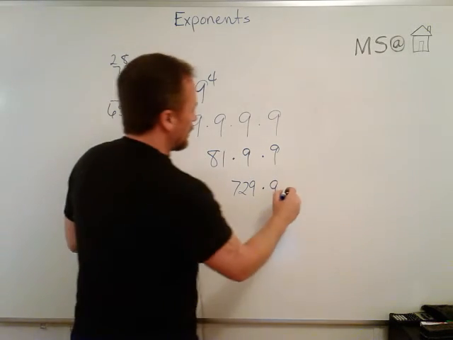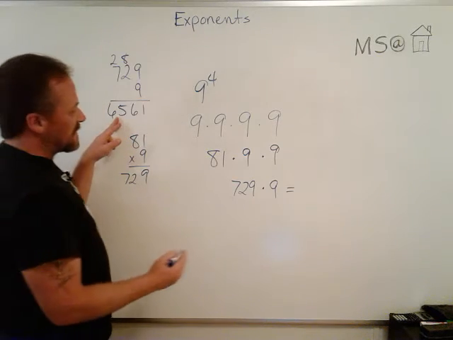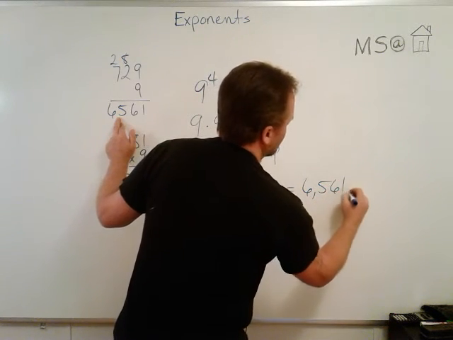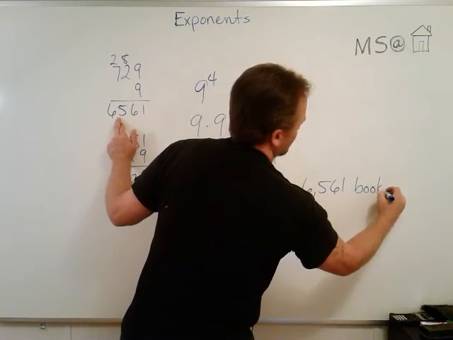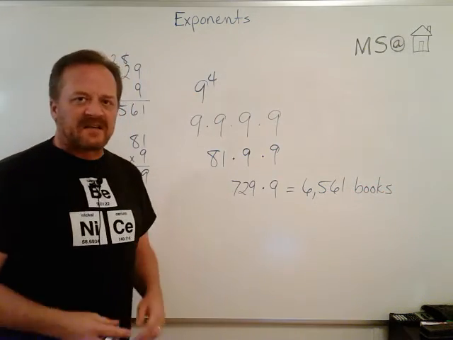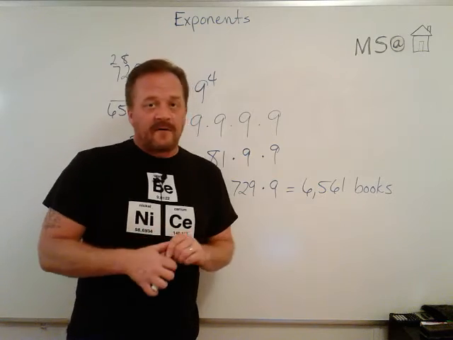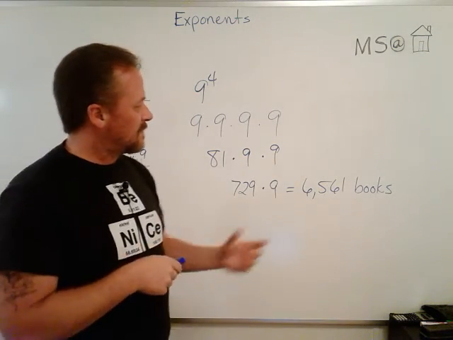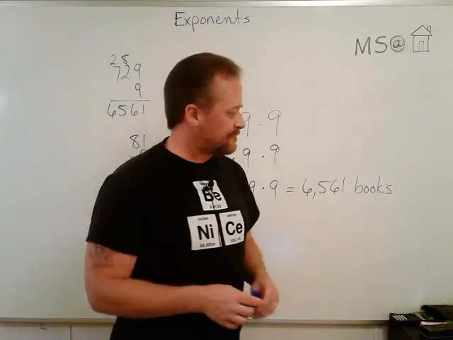Whee! So this school library has 6,561 books. That sounds like a lot. The school library contains that many books. That's about right for a school library. Okay? Nice selection of reading material.